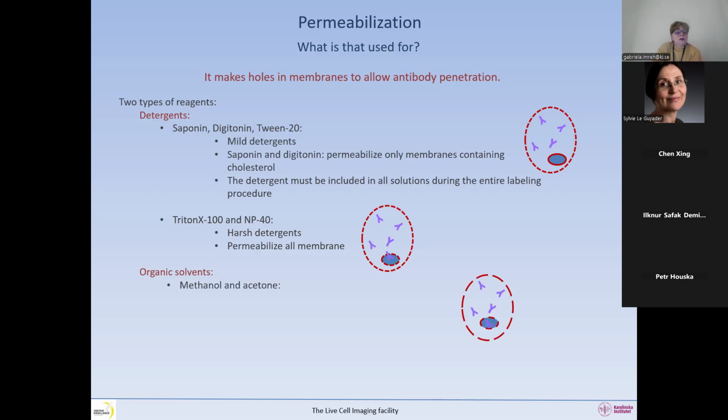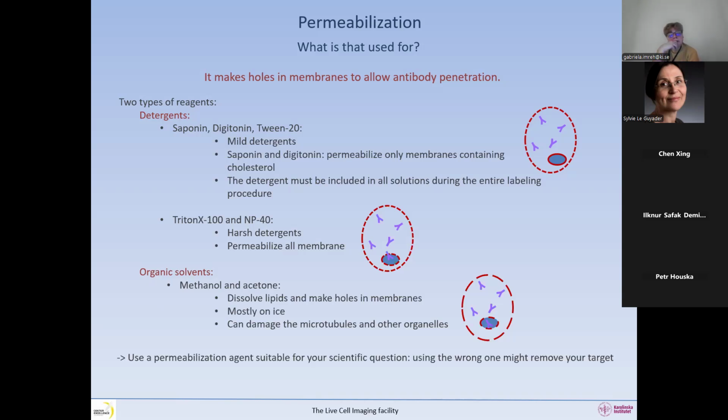Now, the organic solvents act themselves as permeabilization agents, especially methanol and acetone. By dissolving the lipids, this is how they make holes in the membranes. You should always perform the permeabilization on ice, and you have to be very careful because, being harsh solvents, they can damage fine structures, for example microtubules or even other organelles.